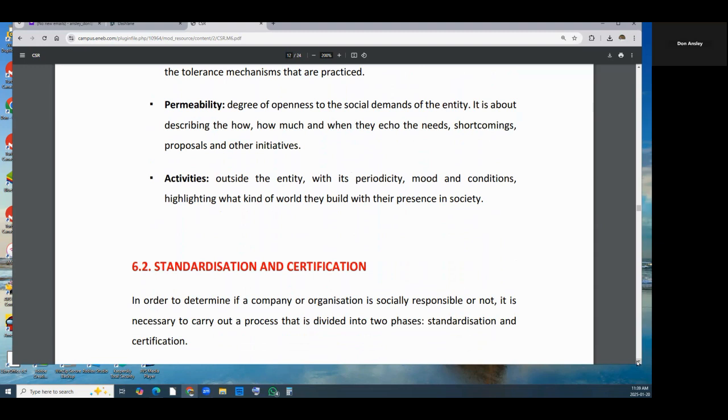Permeability: the degree of openness to the social demands of the entities. It is about describing how much, and when, they echo the needs, shortcomings, proposals, and other initiatives. The activities outside the entity, with their periodicity, mood, and connections, highlighting what kind of world they are building with their present society.